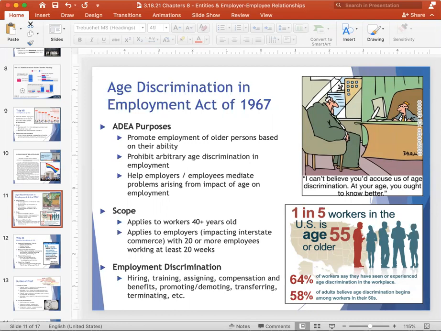And what we can see on this slide is, once again, how prevalent discrimination is for this protected classification. In this particular research study, 64% of workers said that they have either seen or experienced age discrimination, over half, which is crazy. And 58% believe that age discrimination begins in someone's 50s. And yet 1 in 5 workers in the US is over the age of 55. So many individuals in our industry experience age discrimination and adverse employment actions, unfortunately, based on their age, but are still so competent and vital to our industry. And this law provides a lot of great protections for them.